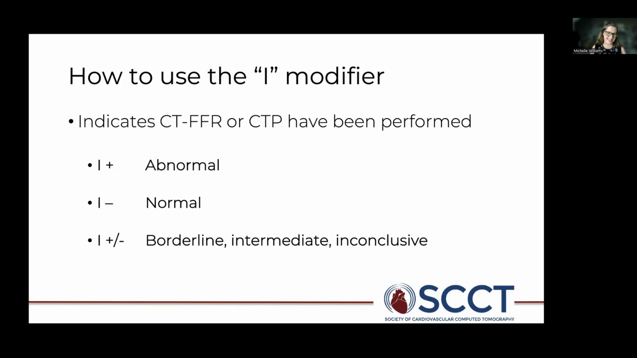Next slide, please. So as well as having the I letter there, we also have some pluses and minuses. So this indicates what the results of these ischemia tests mean. So plus is abnormal, negative is normal, and plus minus is borderline, indeterminate, or inconclusive. And we're going to go on now to chat about what abnormal and normal mean for each of these different tests.